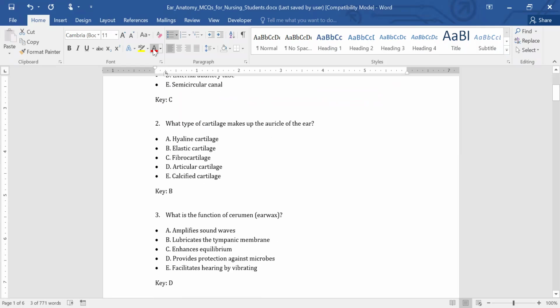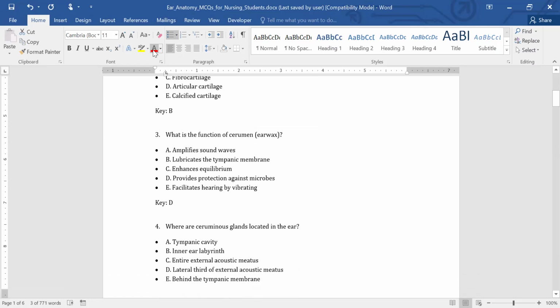What type of cartilage makes up the auricle of the ear? It is the elastic cartilage. The auricle is made up of a core of elastic cartilage.